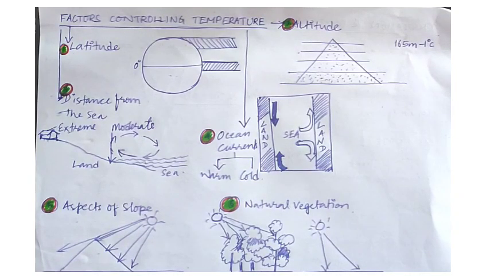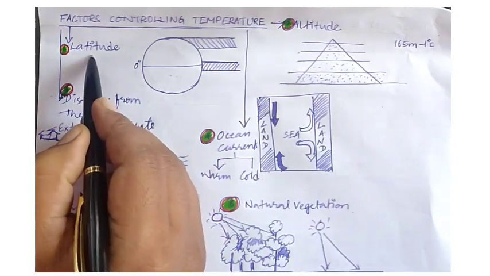Now a few factors which control the temperature, because the temperature is not the same all over the earth's surface. It differs from place to place. So why does it differ? What are the reasons behind the different amounts of temperature? That we are going to discuss in this video. So the first factor we are going to discuss is the latitude.